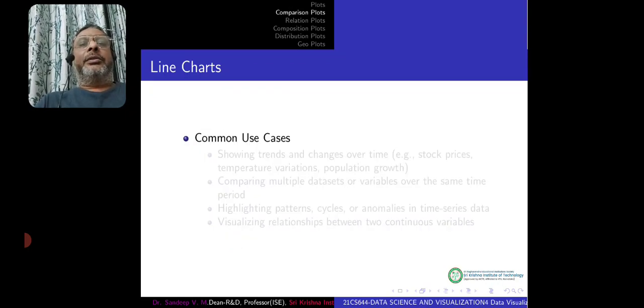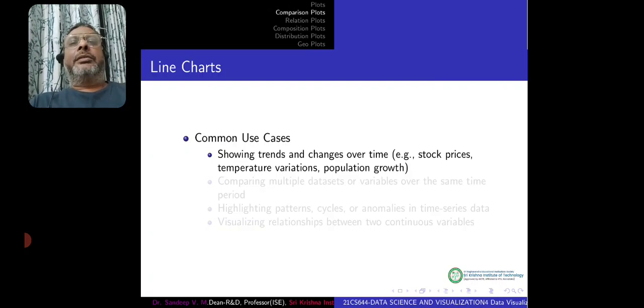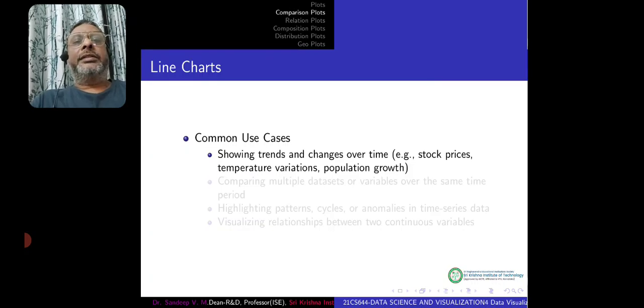Now some common use cases where line chart can be used. So when you are trying to show the trends and changes over the time, like the stock prices, temperature variation or the population growth, so we can use the line chart where the x-axis will be the time and the y-axis may be the stock price, temperature or population. So this will clearly show how the things are changing with time.